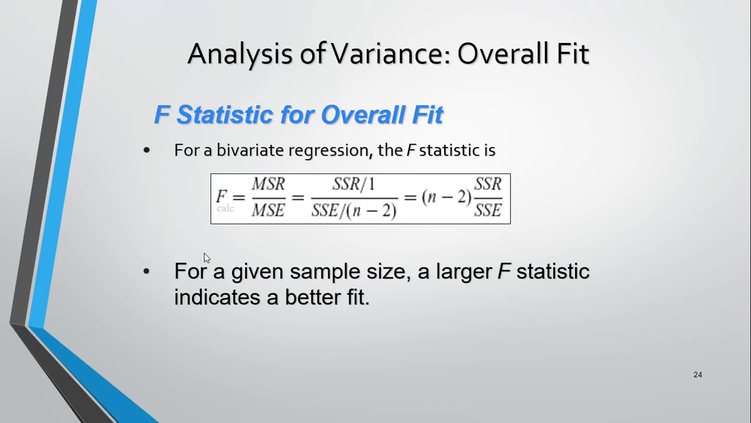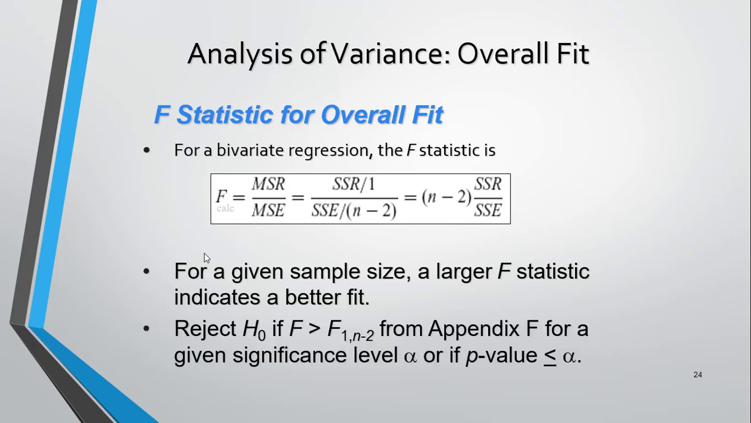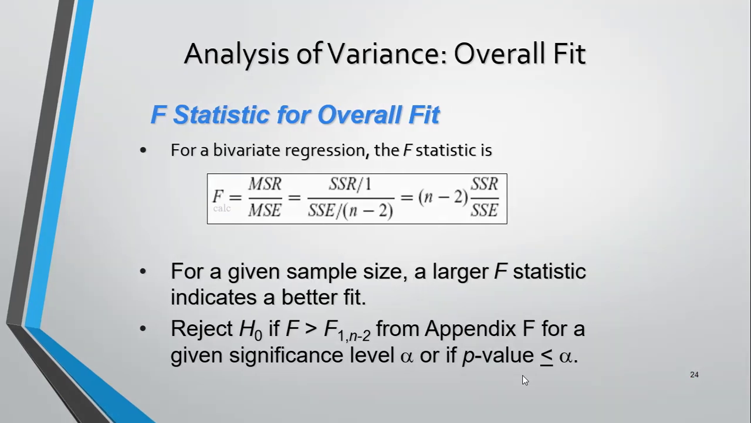Okay? And then you look at the table for the F critical. If your calculated F is larger than the critical value of F, you can reject the null. Or if the p-value is less than alpha, you can reject the null. So that tests whether there's an overall fit.